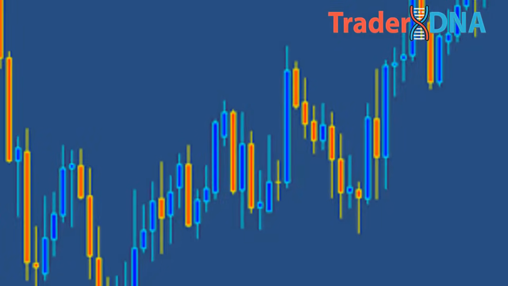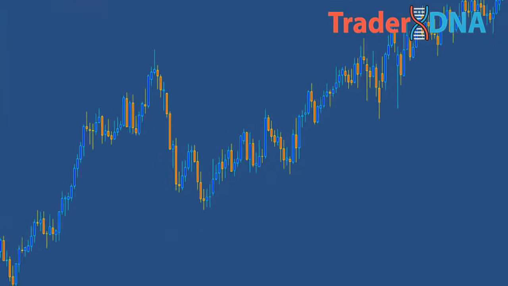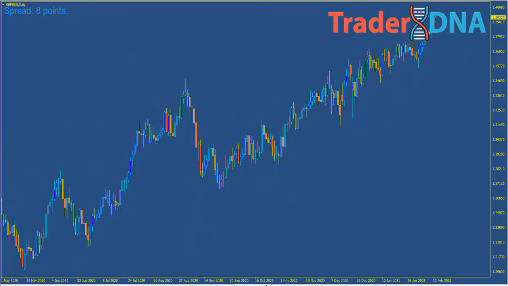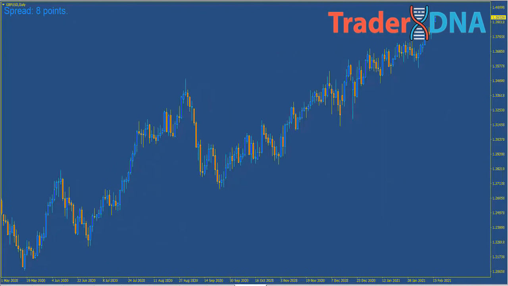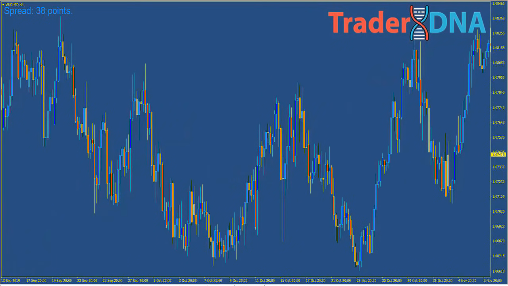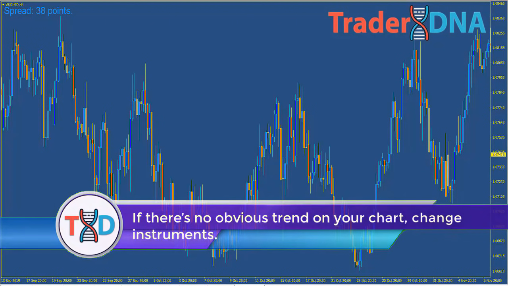Look at this chart and ask yourself if there is a trend in place and what direction it is moving. Pretty obvious, right? Now, what about this one? Although you have to lean in closely, squint a little, and scratch your head, it's likely that there's no trend there. If there's no obvious trend on your chart, change instruments.